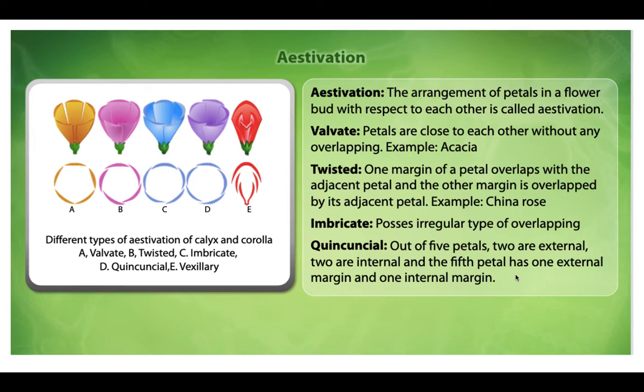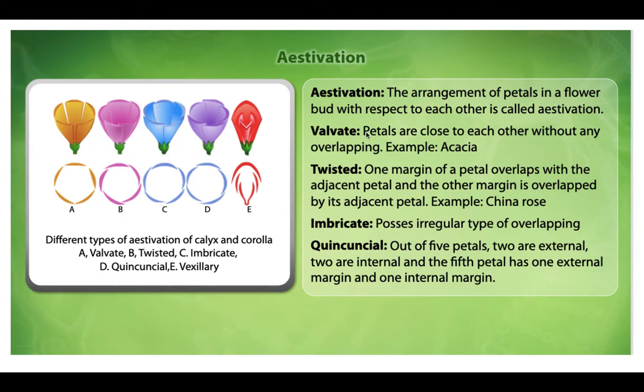Next part of the flower morphology or inflorescence is the estivation. Estivation is the arrangement of petals in a flower bud with respect to each other, and here you can see the different types of estivation. One of them is valvate, another is twisted, then imbricate, quincuncial and vexillary. Now let's see how they are different from each other.